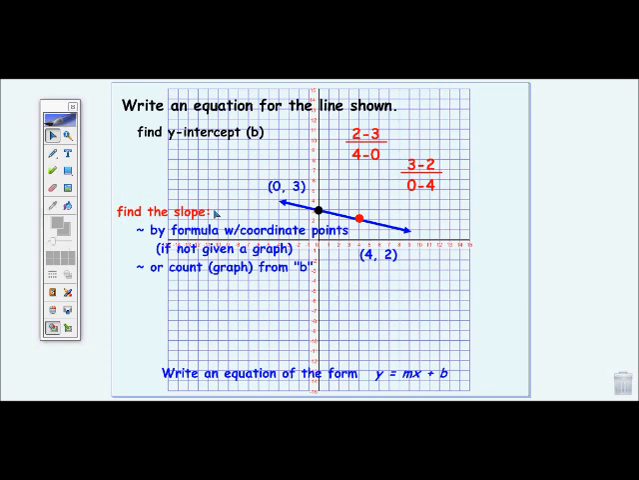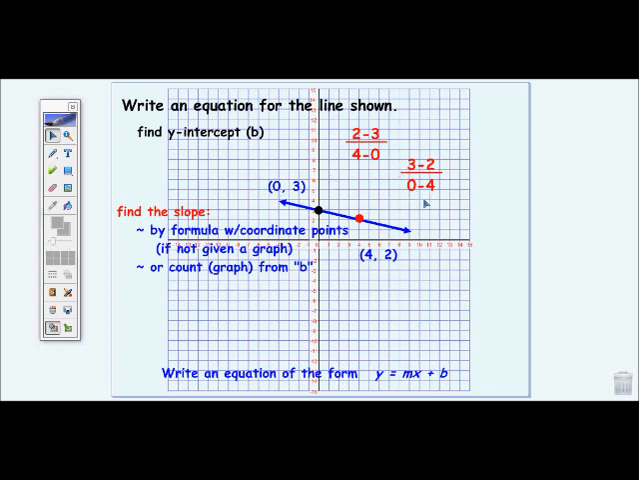I can find that value of slope by using the formula where I find the difference of the y's divided by the difference of the x's. I did it 2 different ways. The first one here, I started with 2 and I subtracted 3. Remember to stay with the y's. And then I divide that by 4, subtracting 0.